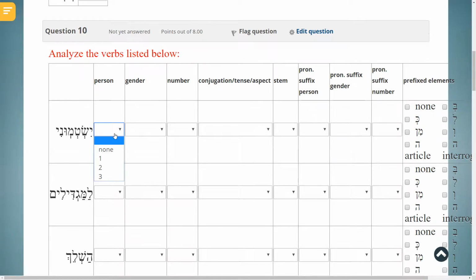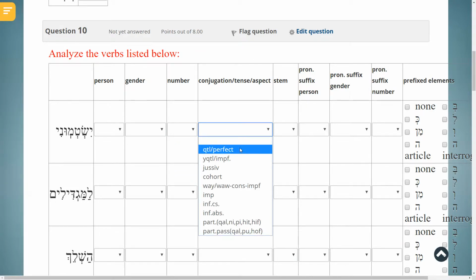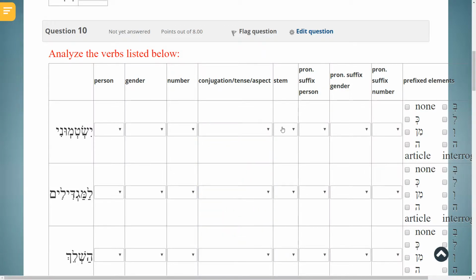So you have to define the person of the verb, the gender of the verb, the number of the verb. Then you need to define the conjugation, tense or aspect, depending on what terminology you have used in your class. We also provide a whole list of abbreviations in this qualifier course so that your students know what they mean: stem, Qal, Niphal, Hophal, pronominal suffix.